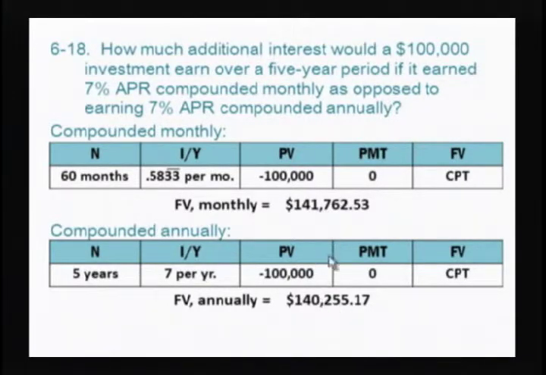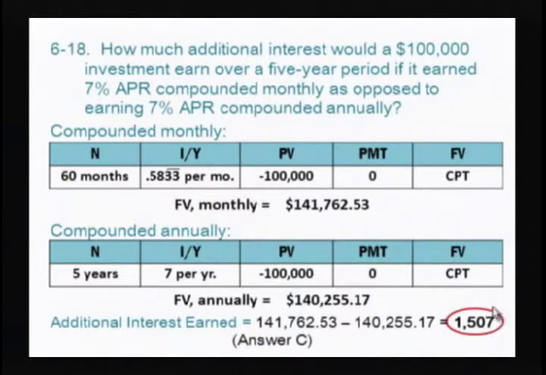So you can eyeball that's a difference of over $1,500. In fact, you will earn $1,507 more interest if your investment compounds monthly as opposed to compounding annually. And that's just over 5 years. The difference is over $1,500 just because of the monthly compounding as opposed to the annual compounding.